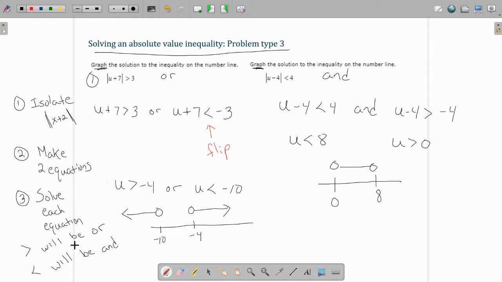Okay. And how do we know that? The greater than will be or. If it's greater than or equal to, it's still or. Less than or equal to will be and.